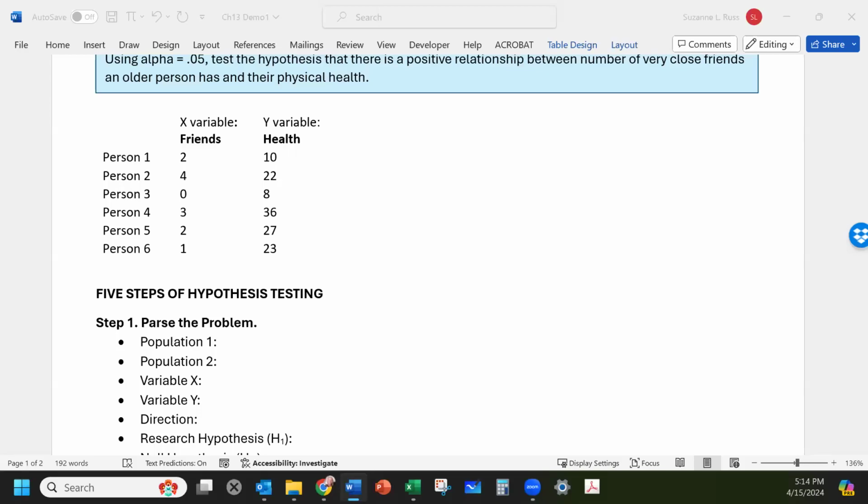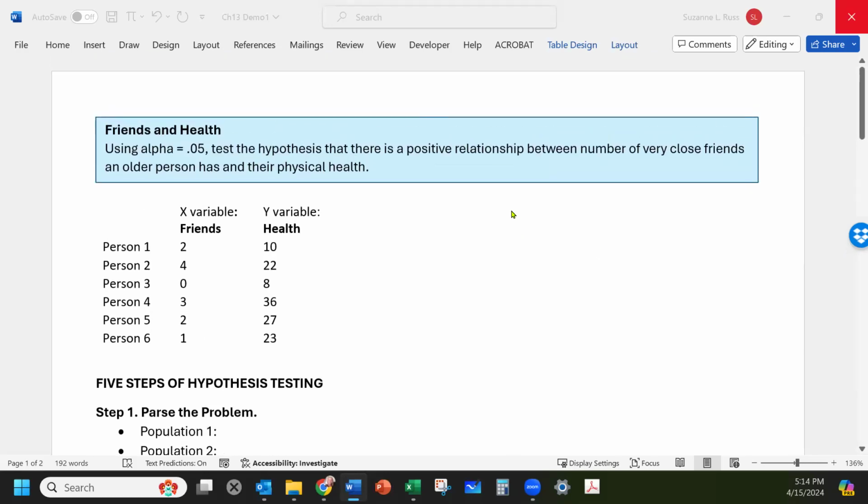Hello, this is Dr. Russ with an example of a correlation problem. We're calculating the Pearson R value for a linear relationship.